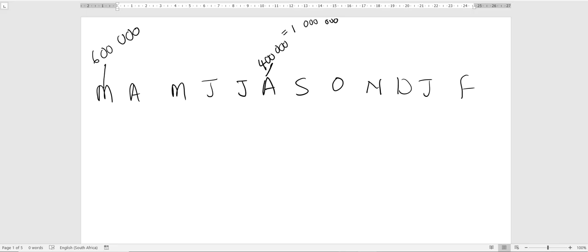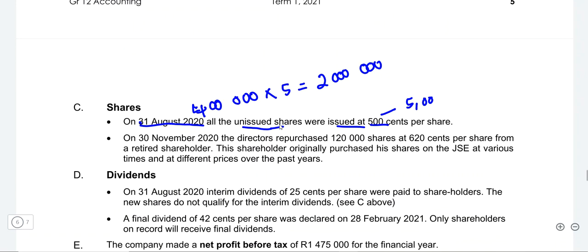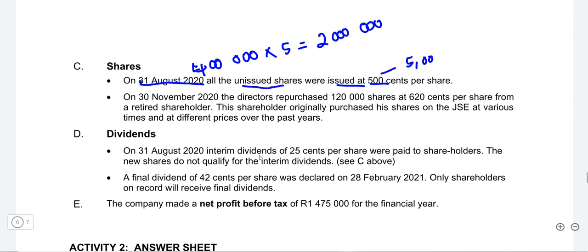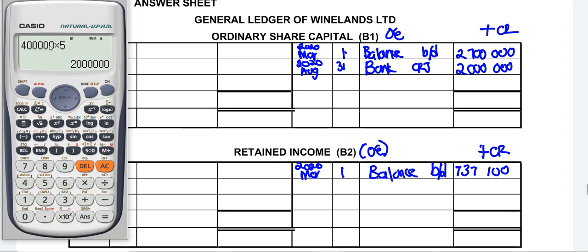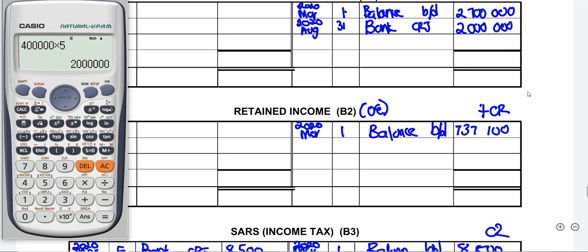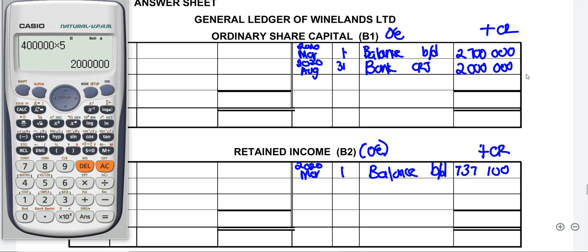So when we go to our journals, we need to show what happens. Remember, if you issue shares to people, they are supposed to give you money for that, right? So when we go to our ordinary share capital, we are going to show that on 2020 August the 31st, we received money in the bank, and what we got from there is 2 million. Remember, it's 400,000 times 5 rand as we calculated it here. Then you are done with this part. Remember, the journal entry for this will be debit bank and credit ordinary share capital, which is what we've done here. Remember, we're not doing the bank account like I said. I hope this makes sense.